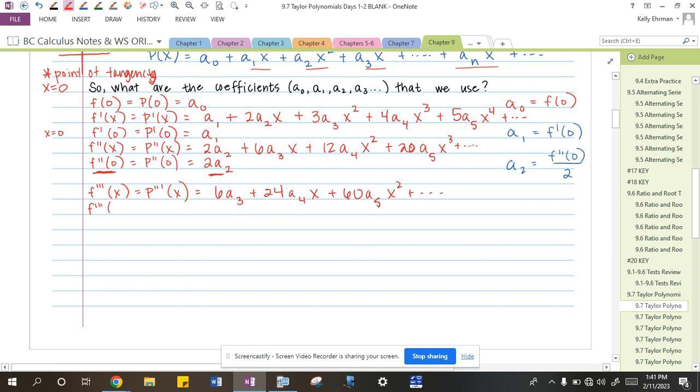We want the third derivatives to match at the point of tangency, which is 0. We'd be left with 6 times a sub 3. So now we have a formula for a sub 3. It is the third derivative at 0 divided by 6.